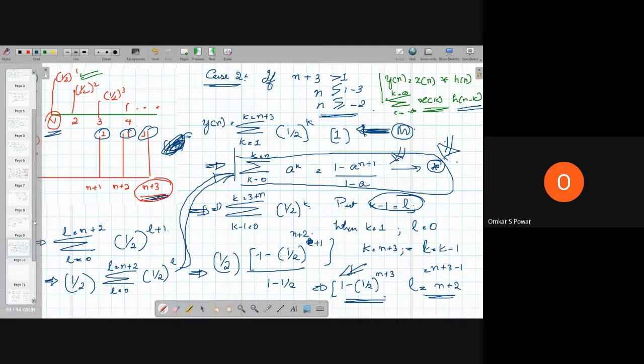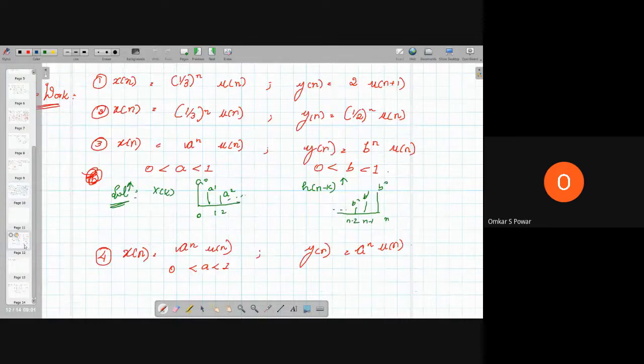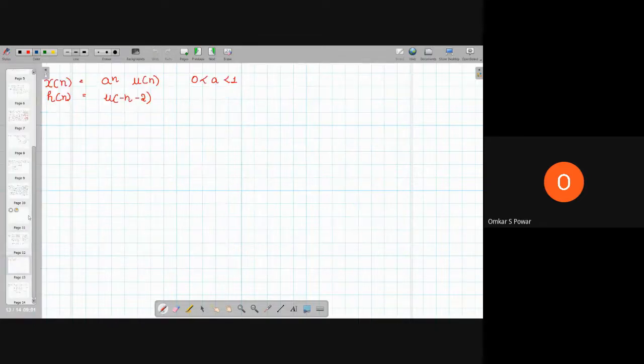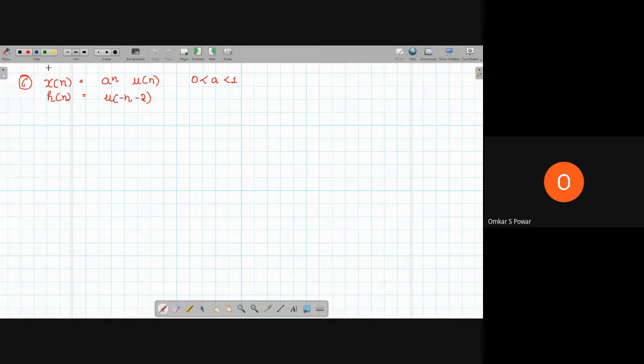Okay, so now, again, homework problem for you. x of n is equal to 1 by 3 power n, and 2 of u of n plus 1, this one. And here I have given some clue. Take that and solve that, and we will wrap up this class with the last problem. So in signals, you have to solve lots and lots of problems and get some intuition.